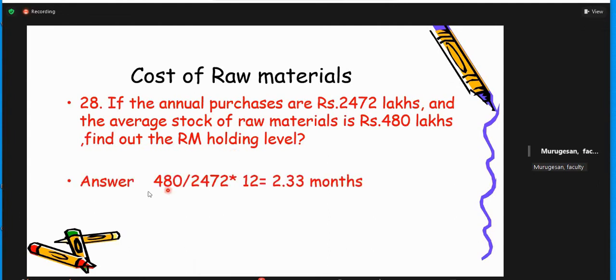Same 480 you put at the top. This is the outstanding raw material at any point of time. Divided by 2,472. What is 2,472? That is 2,472 lakh, that is 24 crore 72 lakh. That is the annual consumption. And multiply by 12. Why are you multiplying by 12? You will get the answer in months. Suppose you multiply by 365, you will get the answer in number of days. How many days of raw material are they holding? In this given example, it is 2.33 months.